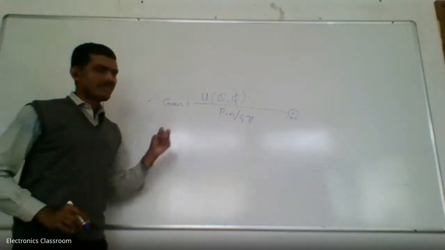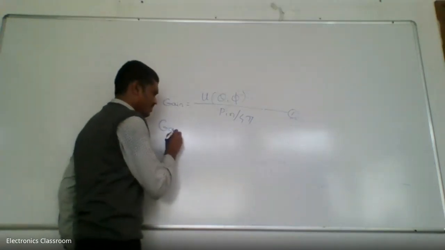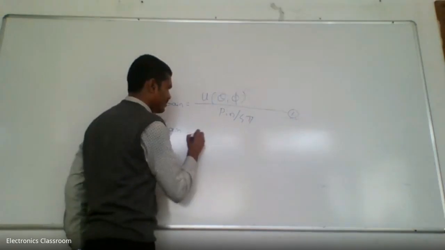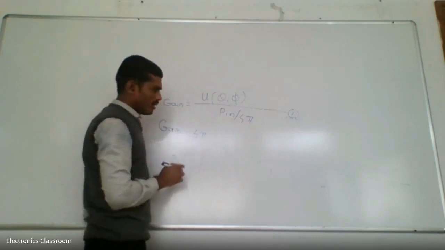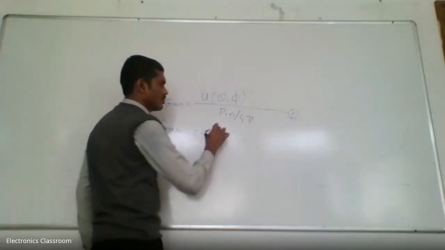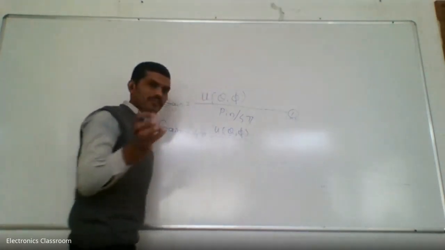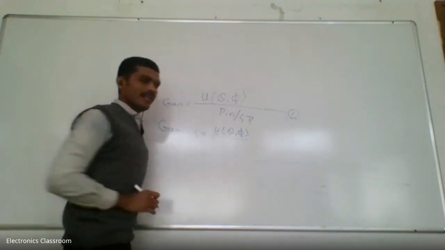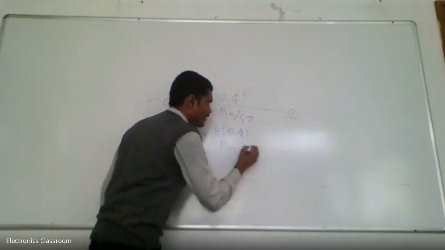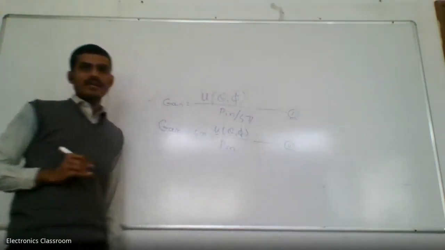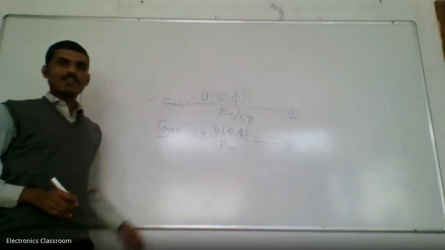So how can we solve this equation once again? This equation can be rewritten so that the 4 pi moves from the denominator to the numerator. So gain is equal to 4 pi into U of theta comma phi, where theta and phi are the two components of your radiation intensity, divided by P. This is your equation number 2. And there is no unit for the gain.